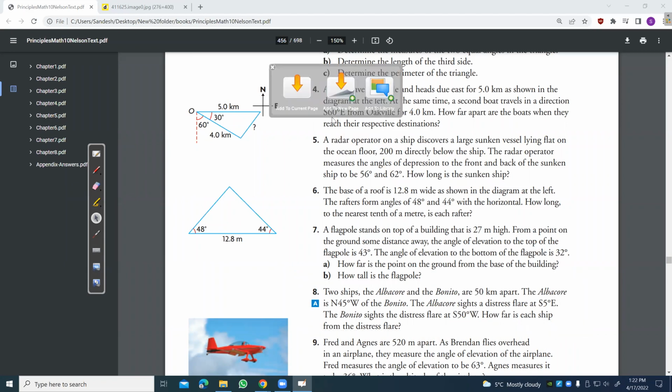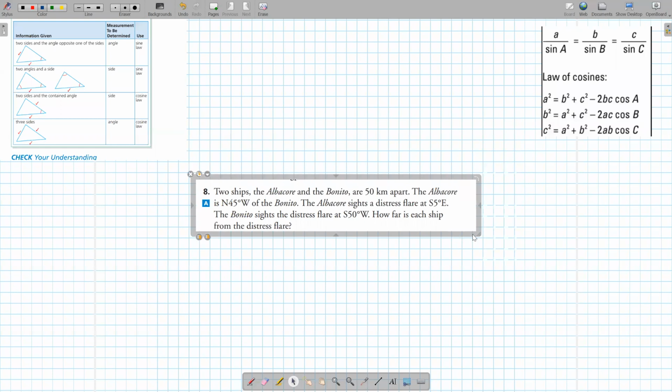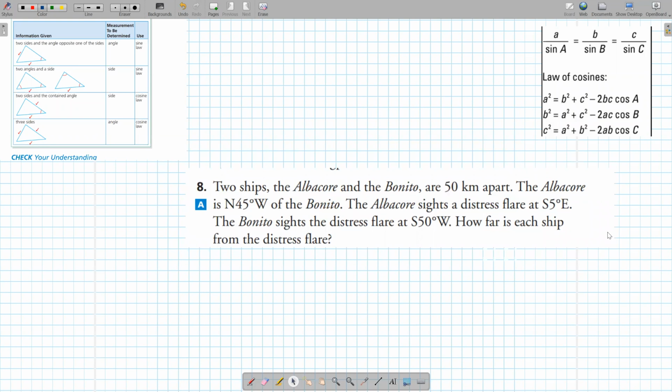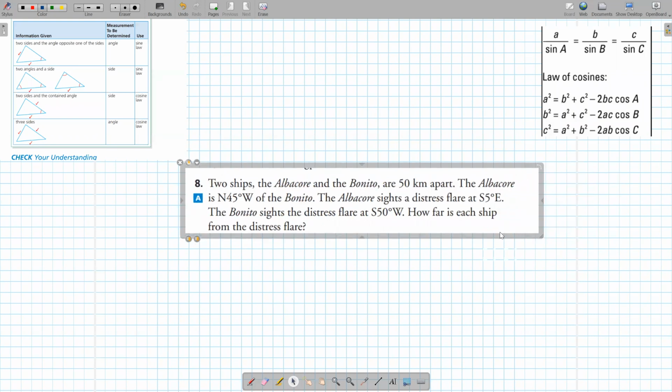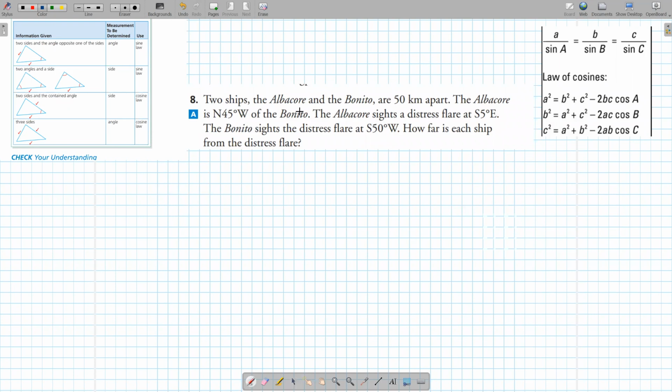All right, let's look at this one. This one uses a little bit of navigation, in fact, not physics per se. Let's try this. So there are two ships. We'll just call them A and B. Looks like Spanish names. And what's happening here? They're 50 kilometers apart. The first ship is, what does this mean? Ever seen anything like this?